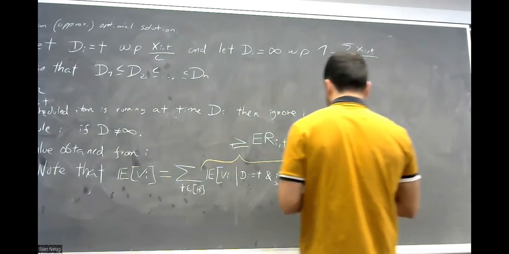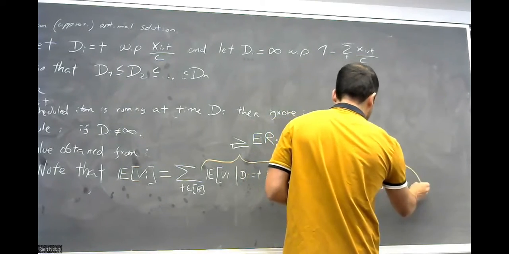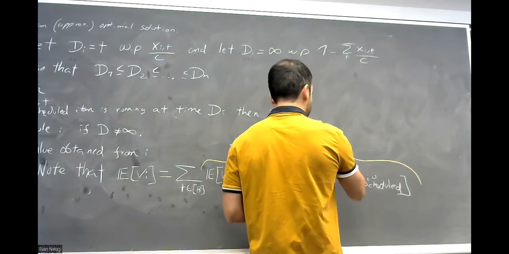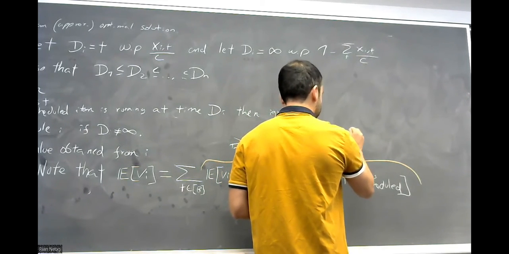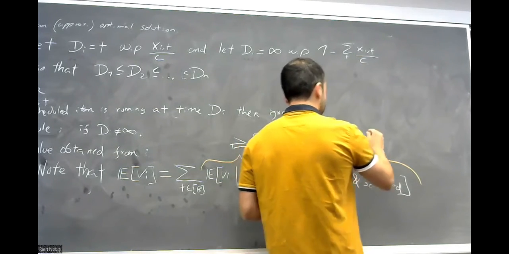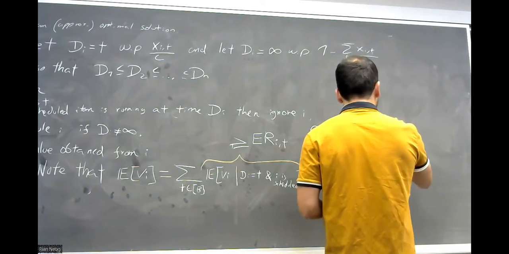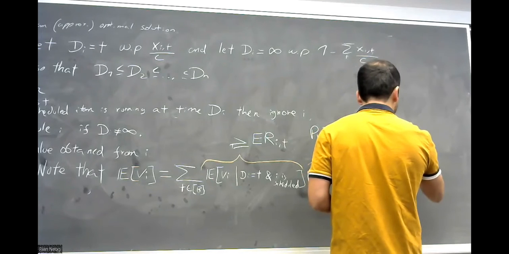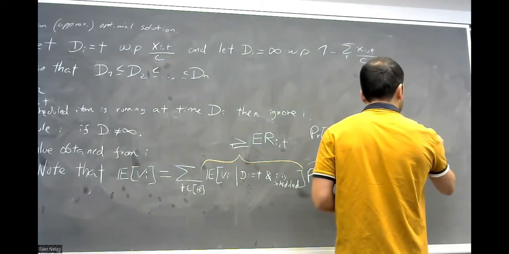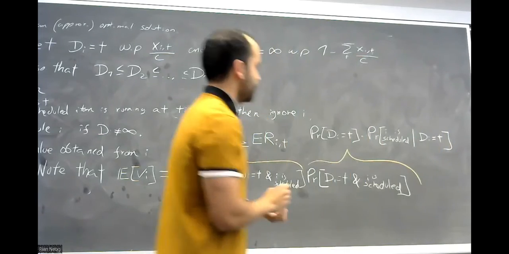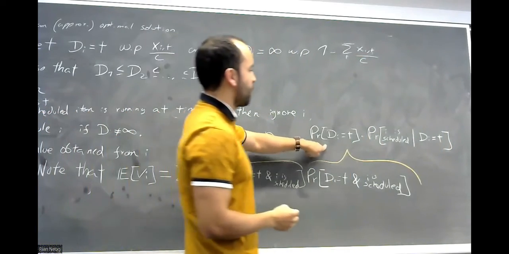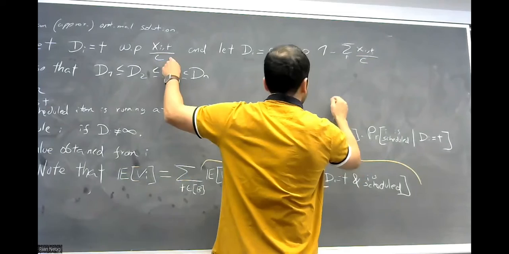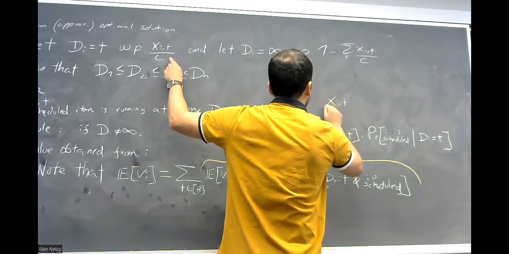And this thing is equal to the probability that di is equal to t times the probability that i is scheduled given that di is t. So this part in the algorithm is equal to x_it by c.